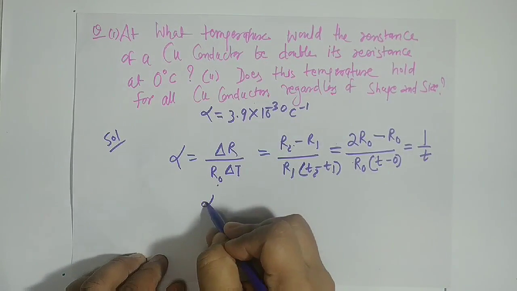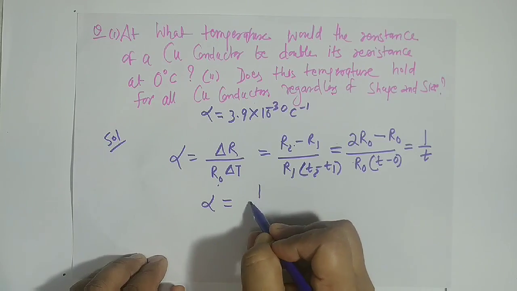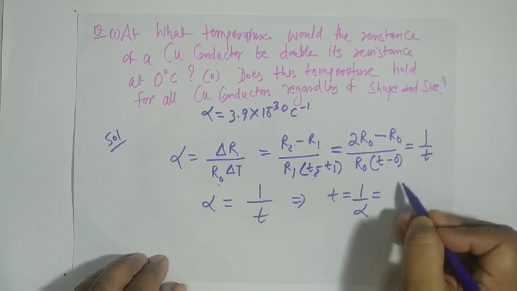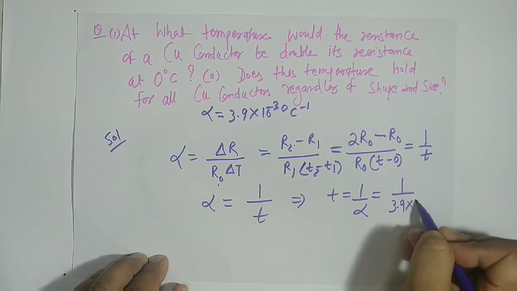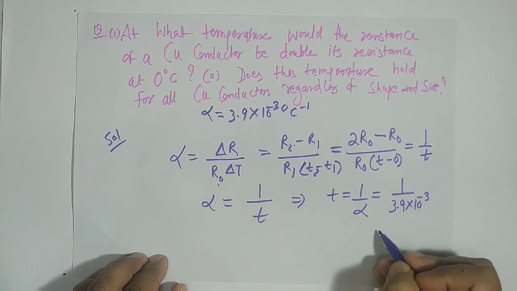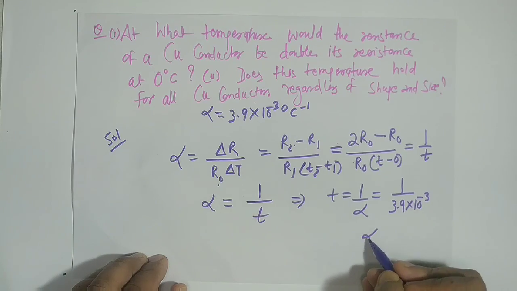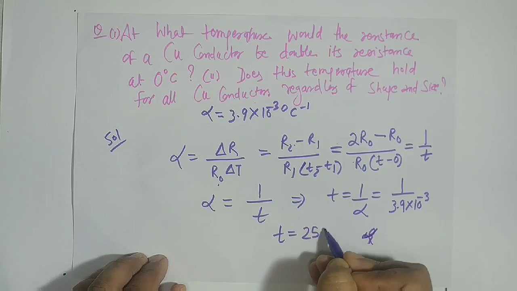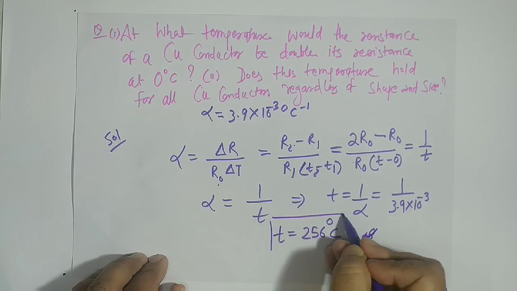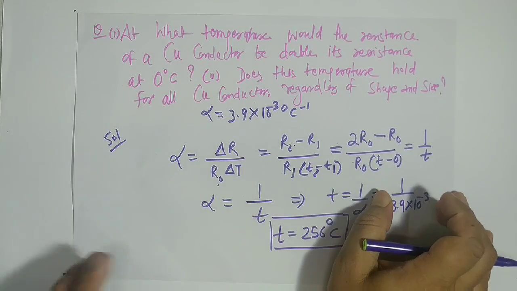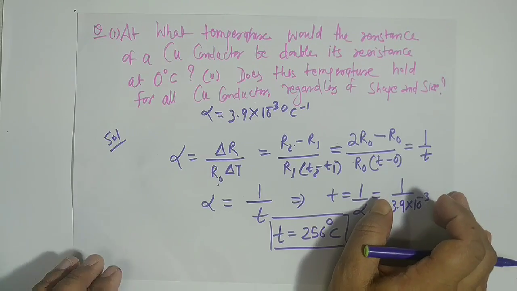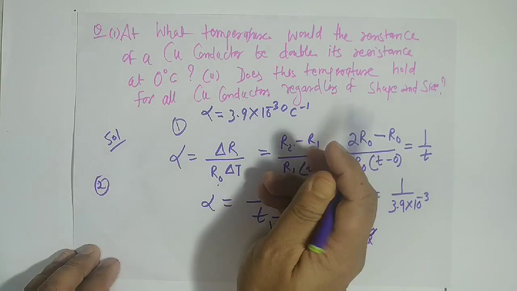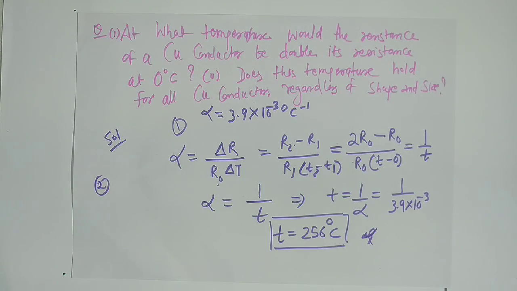So alpha will be 1 upon T. So can we find out the temperature? Yes, T is 1 by alpha, so 1 by 3.9 into 10 to the power minus 3. Solve it out. You will get the value of T here, 256 degrees Celsius. So this is the answer. Very simple. Solve it out. And then at last, the second part: what will be the effect, that is, does this temperature hold for all?